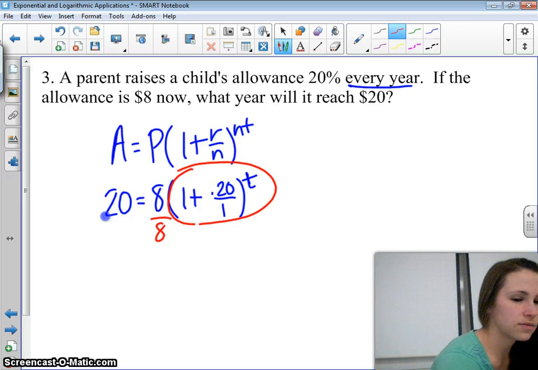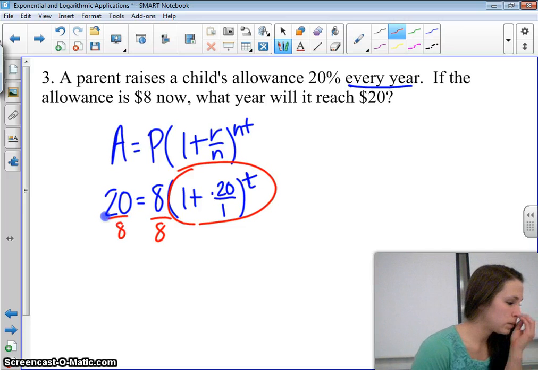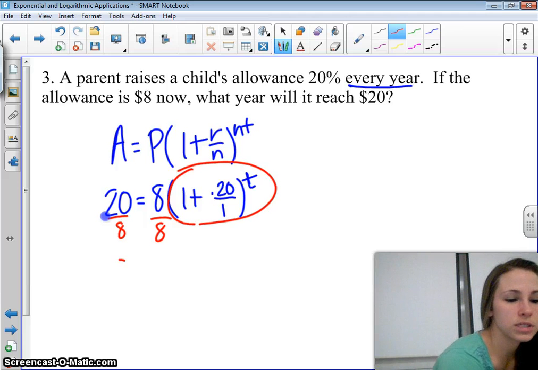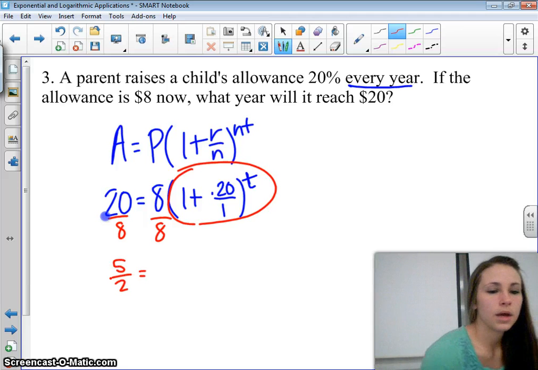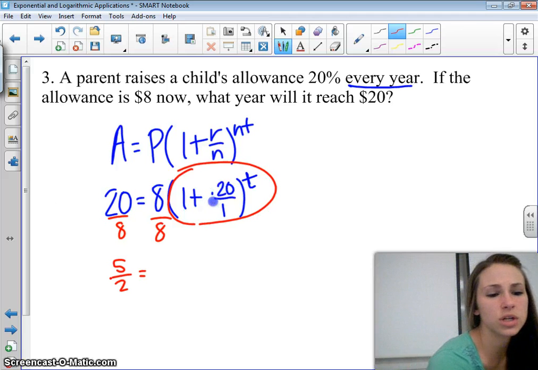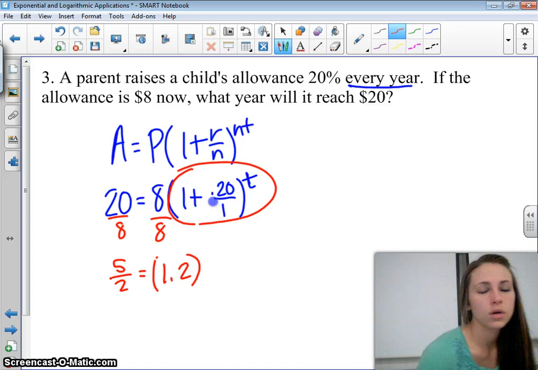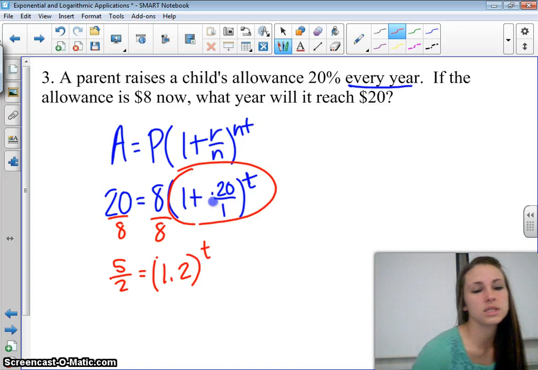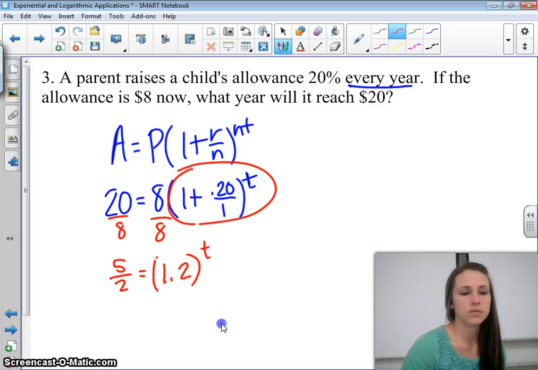So when I divide by 8, 20 divided by 8 is just going to simplify to 5 over 2. And I'm also going to, this is a really easy decimal to find, so I'm just going to leave this as 1.2. You could turn it into a fraction, but since that's a decimal that I don't have to round, I'm just going to leave it as 1.2.